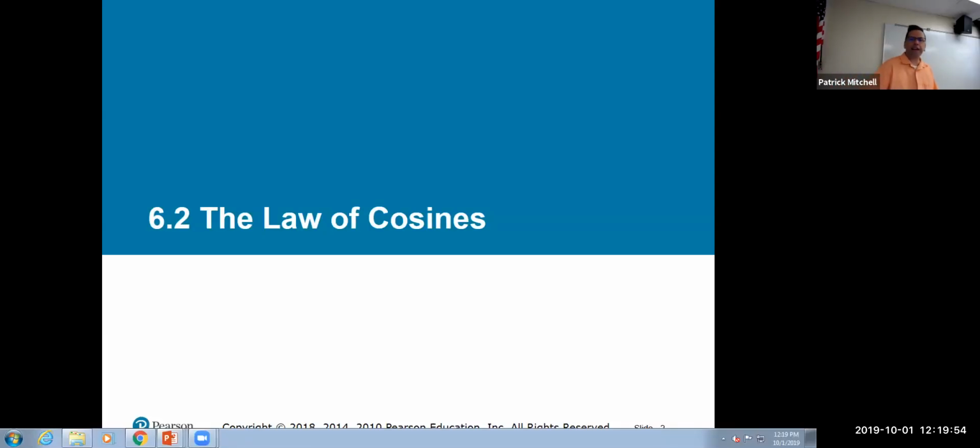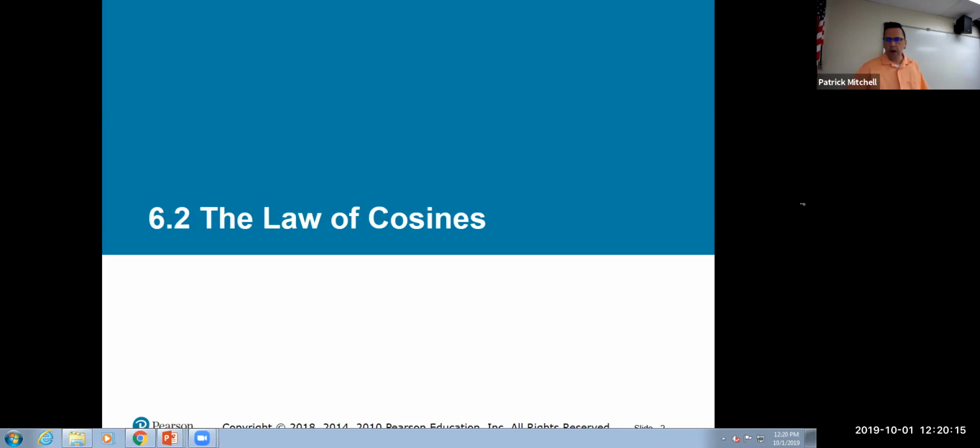Continuing in Chapter 6, now we're doing the Law of Cosines. So remember from the last section, Law of Sines. Law of Sines and also Law of Cosines, it turns out, are used for solving oblique triangles. An oblique triangle is a triangle that does not have a right angle.